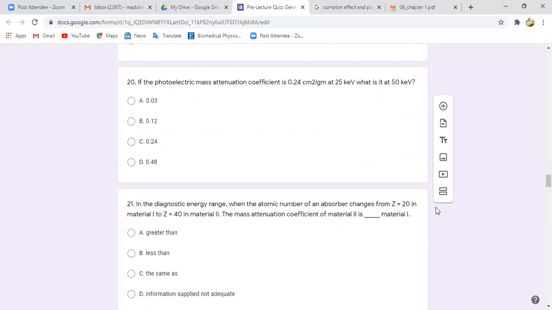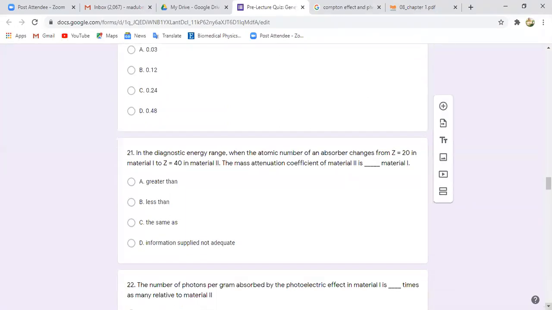21, in the diagnostic energy range: when the atomic number of an absorber changes from 20 to 40, what happens to the mass attenuation coefficient of material 2? Is it going to be more than that of 1, or less, or the same? Let's answer the question based on the limited number of parameters we are given.